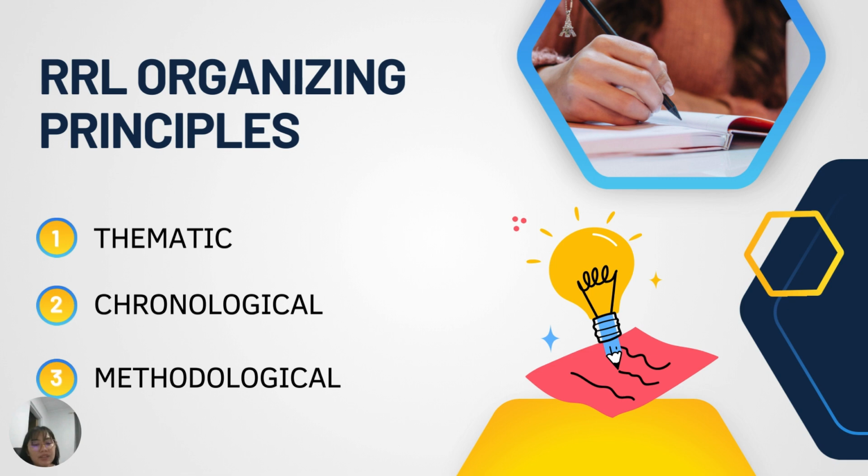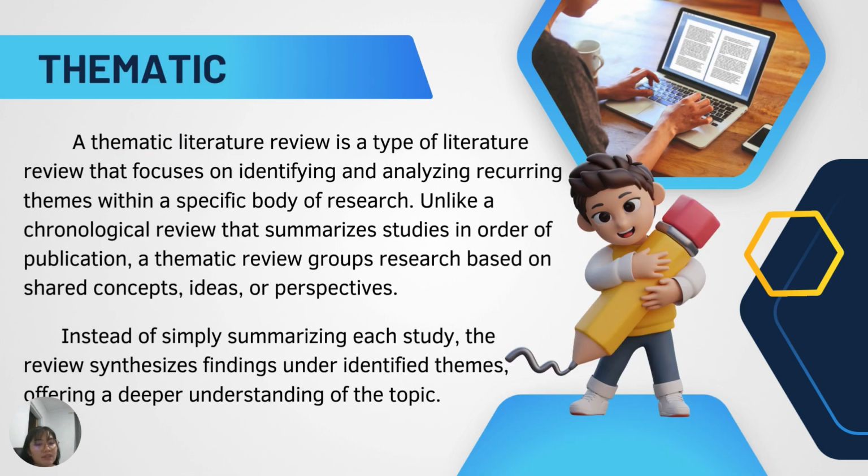So let's start with thematic. A thematic literature review is a type of literature review that focuses on identifying and analyzing recurring themes within a specific body of research. Unlike a chronological review that summarizes studies in order of publication, a thematic review groups research based on shared concepts, ideas, or perspectives. So instead of simply summarizing each study, the review synthesizes findings under identified themes, offering a deeper understanding of the topic.